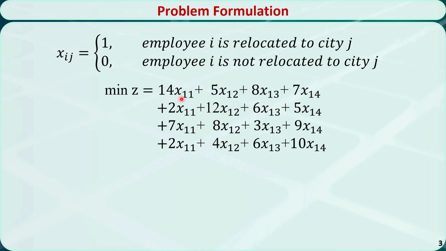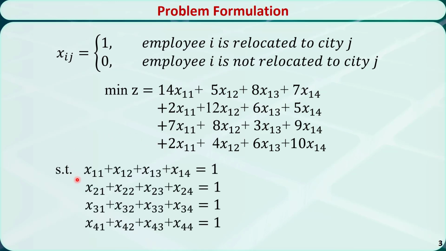For example, if employee 1 is relocated to city 1, x11 is equal to 1, and its contribution to the total cost will be 14 times 1. If employee 1 is not relocated to city 1, x11 is equal to 0, and its contribution to the total cost will be 0. We need to sum up the cost of all 4 employees.